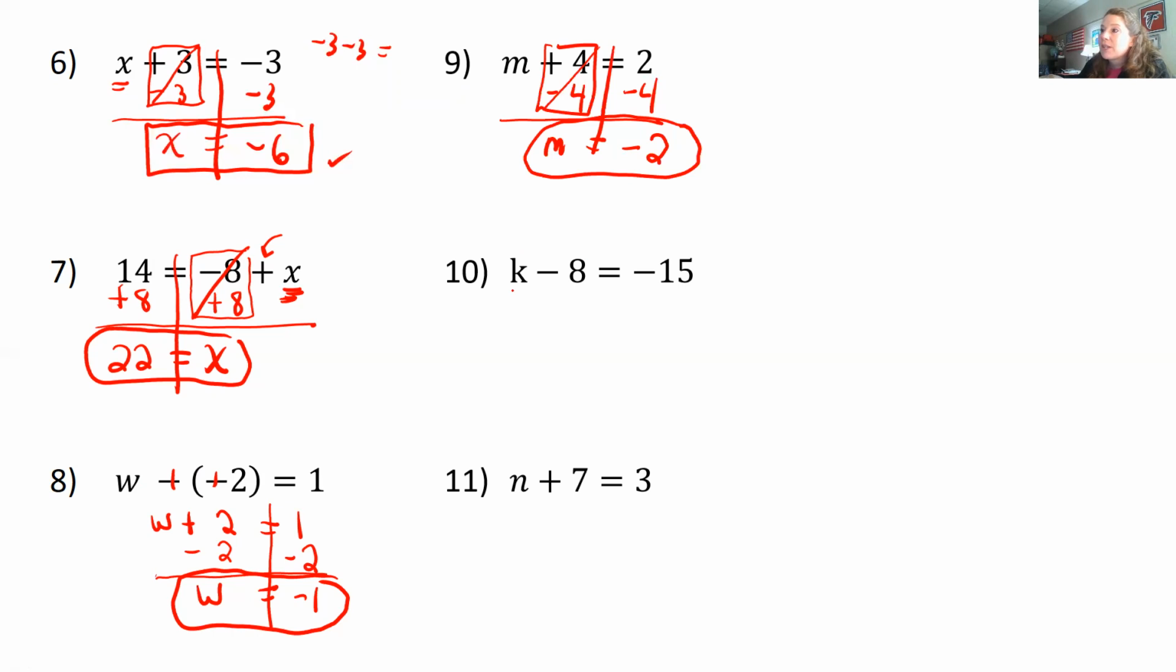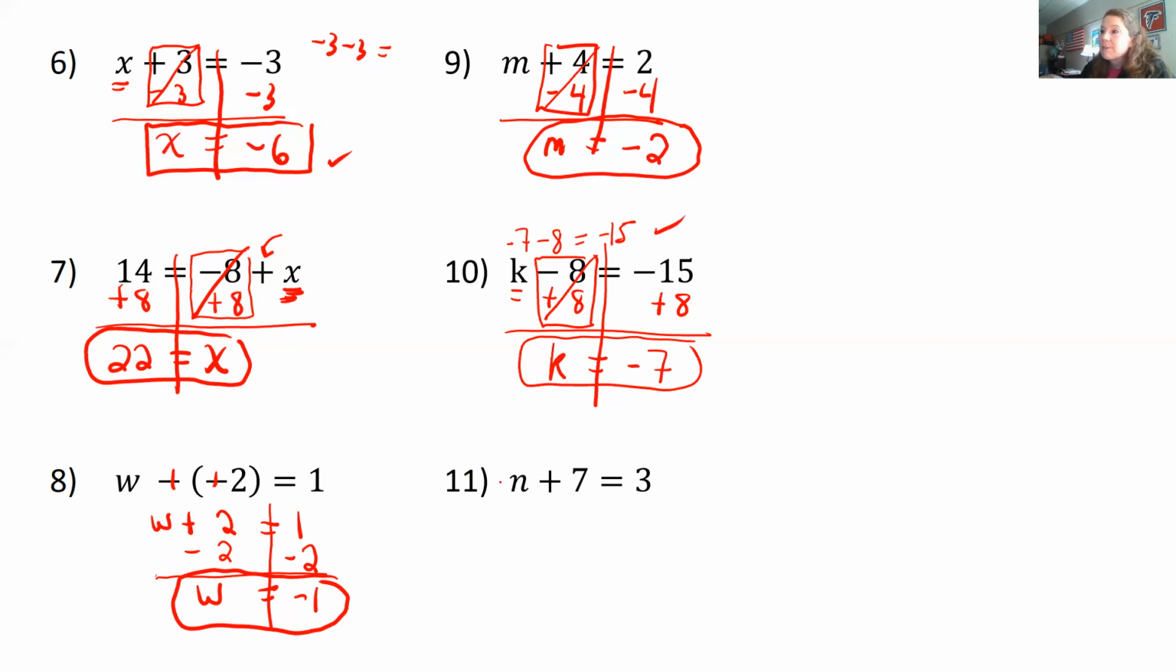All right, here's our variable K. What's on the side with K? -8. What is the opposite of -8? That would be +8. So this is gone. -8 plus 8 is 0. So I bring down my K equals, and -15 plus 8 is -7. If you plug it back in, does -7 minus 8 equal -15? Yes.